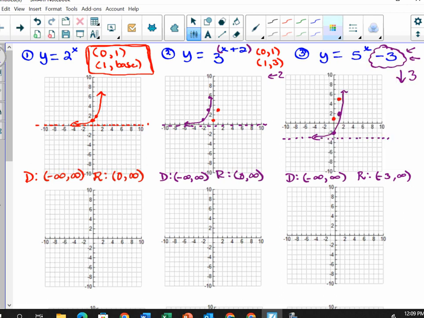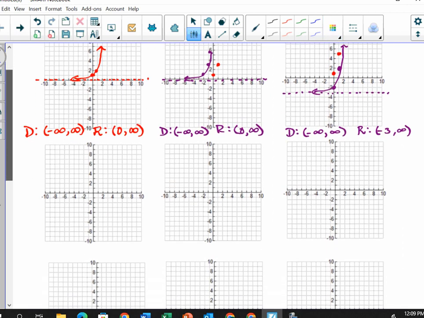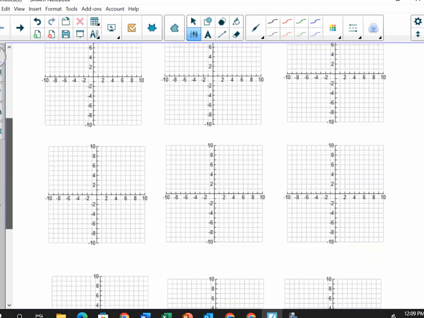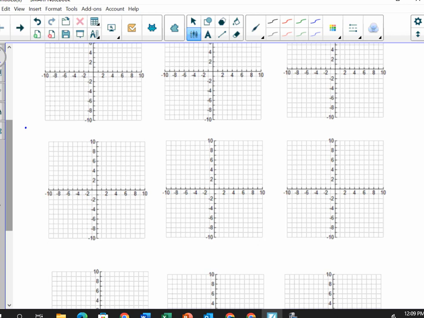All right, I'm going to skip a row of graphs because I feel like I didn't really leave very much space, but you do whatever you need to do on your paper. So I'll come down here. All right, let's do y equals -3 to the x.